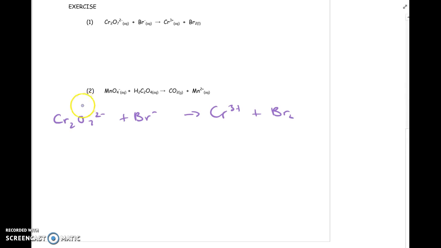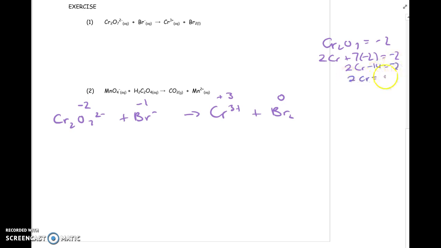So I'm going to work out what the oxidation numbers are. I go through and put the easy ones in. Now the dichromate I'm going to do over here, Cr2O7 2 negative. So 2 chromium, add 7 times negative 2 equals negative 2. 2 chromium, take 14 equals negative 2. 2 chromium must equal positive 12, so chromium must equal positive 6. So this one here is plus 6.